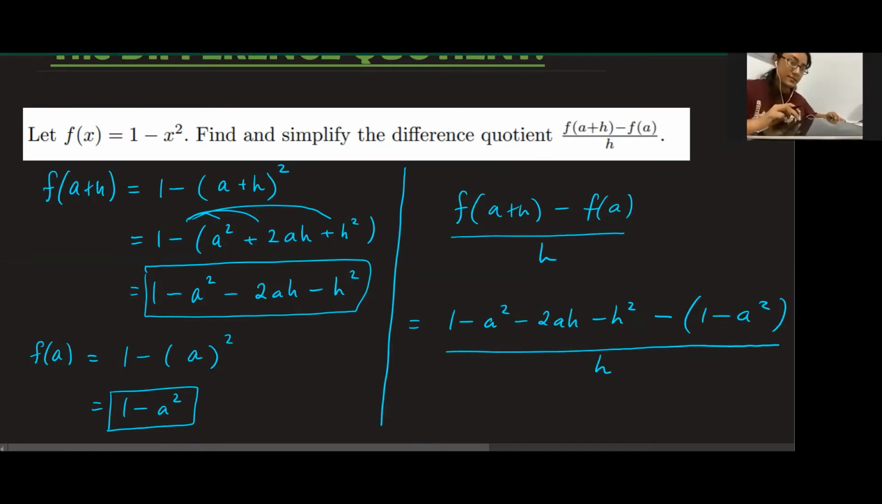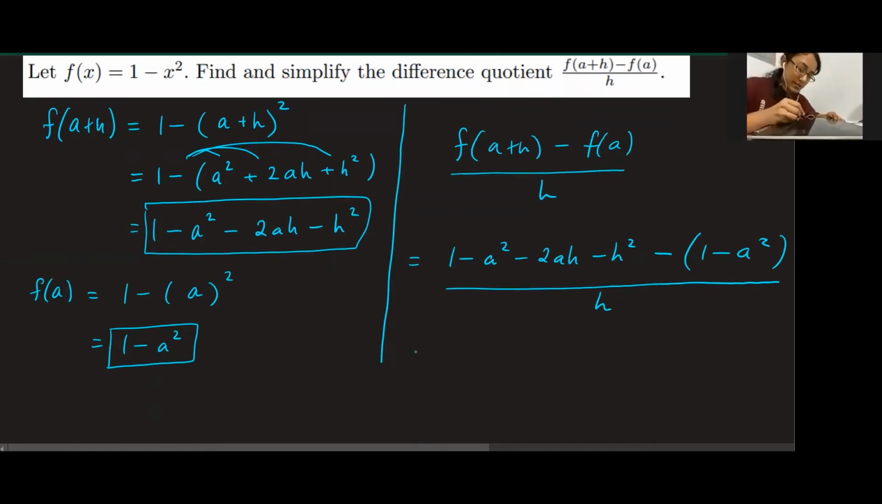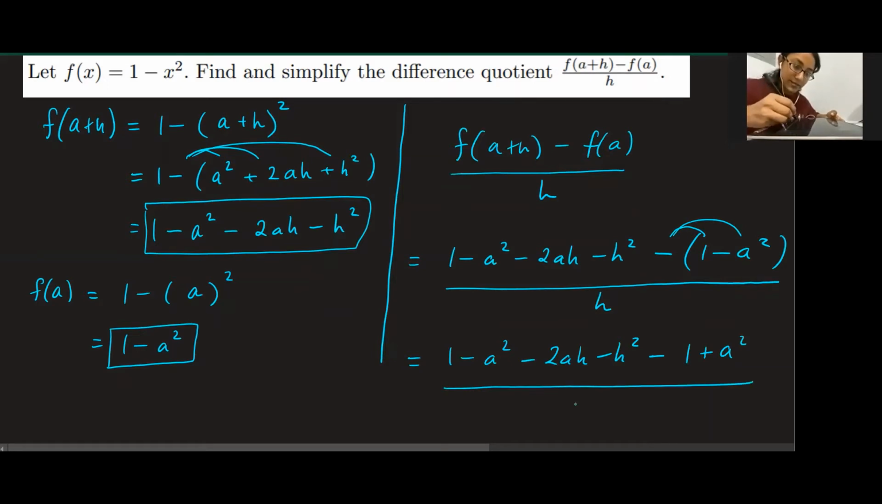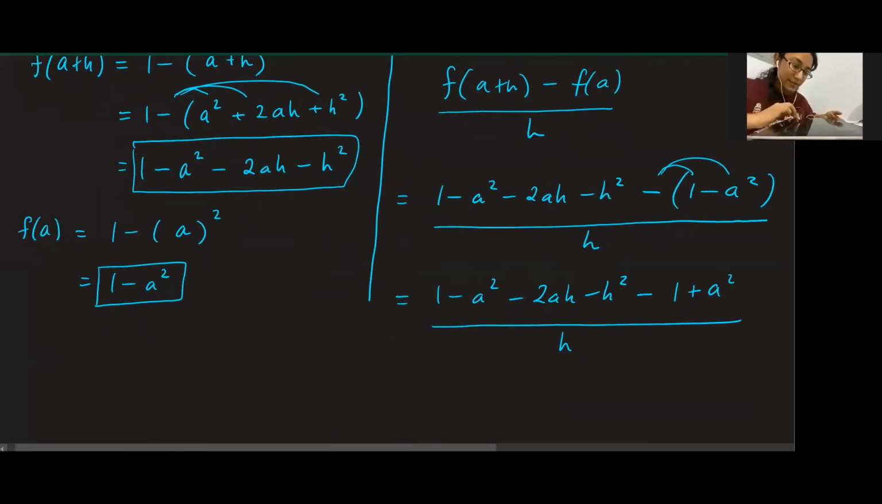And the rest is just simplifying this expression. So we have 1 minus a squared minus 2ah minus h squared. Here I'm going to distribute the negative 1. So that would be minus 1 plus a squared. Let's keep them in order. Don't want to mess them up. And then after I distribute negative 1, I get this expression.